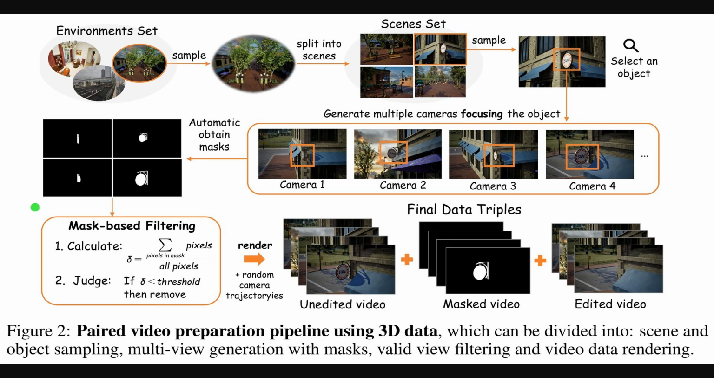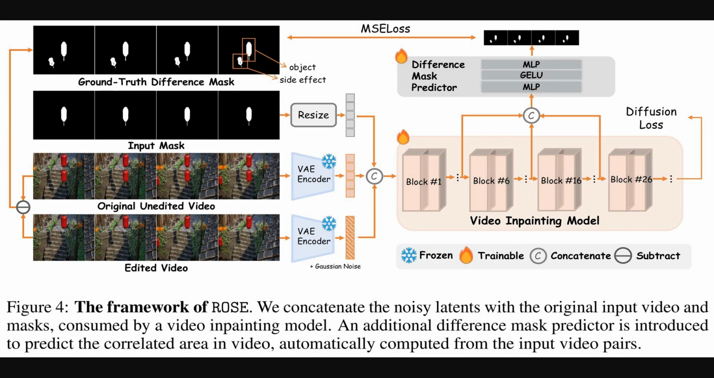Figure 2 presents the automatic rendering pipeline that produces paired videos with pixel-aligned supervision, which matters because exact alignment enables reliable difference masks. The top panels show sampling environments, splitting into scenes, selecting an object, and generating multiple cameras focused on it. The middle panels depict automatic masks and mask-based filtering that drops views with too few foreground pixels. The bottom row renders aligned triples: unedited video, masked video, and edited video. Okay, the previous figure described the rendering pipeline.